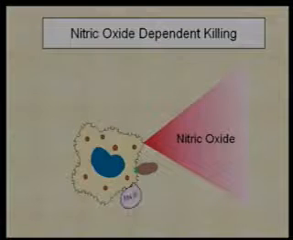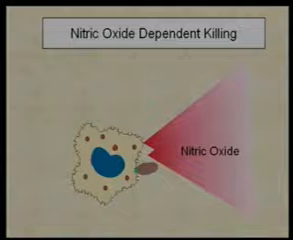Now, if these macrophages have also encountered interferon gamma, then there's even an enhanced production of nitric oxide. Interferon gamma is something we haven't talked about, but you're going to see as we get into the adaptive immunity that it's a product of the adaptive immune response. So this is, again, one of those ways that these two systems interact.